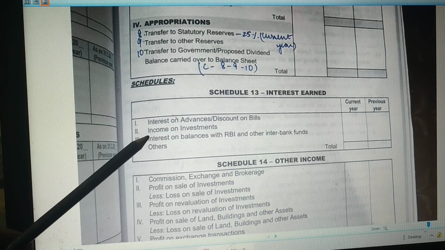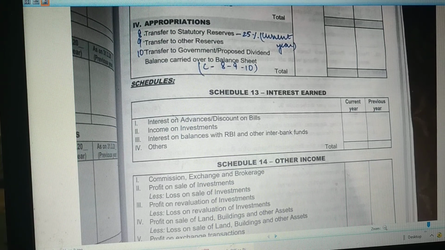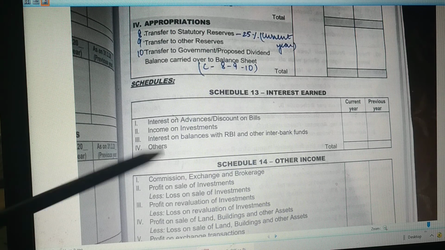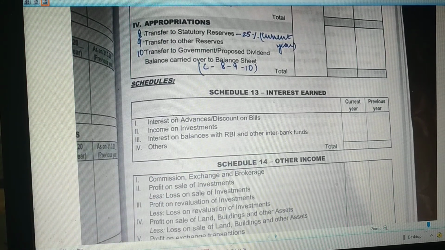Second, the bank has gone for investments in some other places or in some shares, so that is part of your schedule 13. Interest on balances with RBI, we all know all the banks have to keep some money with the RBI as a kind of security amount or some kind of reserves. So the RBI gives interest to the bank, or other interbank funds. Interbank means money of SBI lying with HDFC, money of HDFC lying with ICICI. How does that happen? Like you use an ATM. If I have an HDFC card and I go to an SBI ATM, they will not deny me. They will give me the money, but SBI will debit HDFC, saying they have to take the money from them.